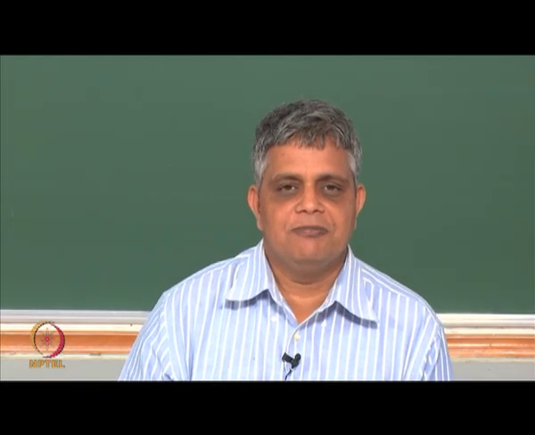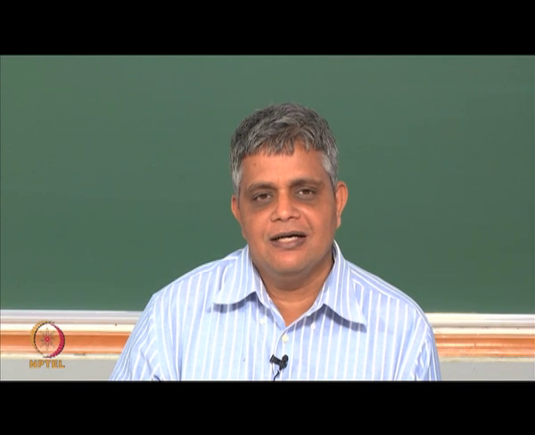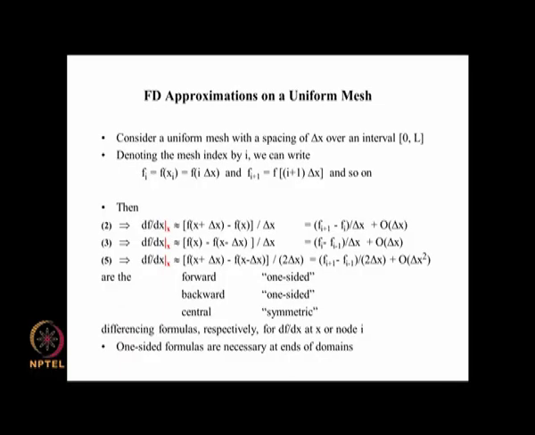Okay, we have seen the basic idea of finite difference approximation. Now let us introduce some nomenclature and let us try to make faster progress. So we are looking at finite difference approximations on a uniform mesh. Okay, so consider a uniform mesh with a spacing of delta x over a space interval between 0 and capital L.